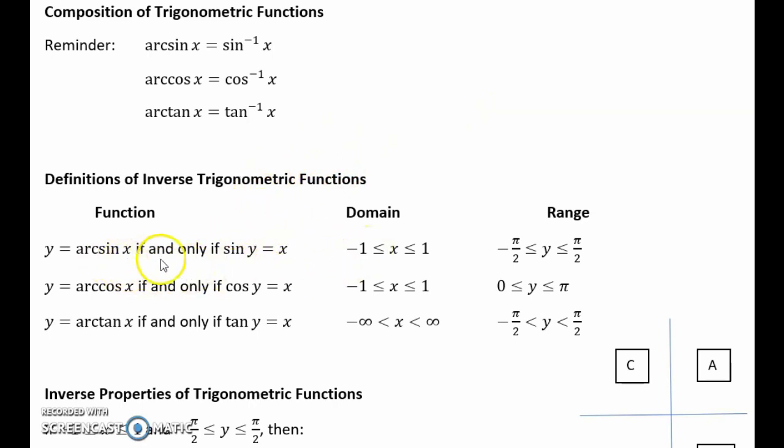Once again, arc sine has a domain of -1 to 1 and a range of -pi halves to pi halves inclusive. Arc cosine has a domain of -1 to 1 as well, and its range is 0 to pi inclusive. And arc tangent has a domain of all real numbers, and its range is -pi halves to pi halves not inclusive.